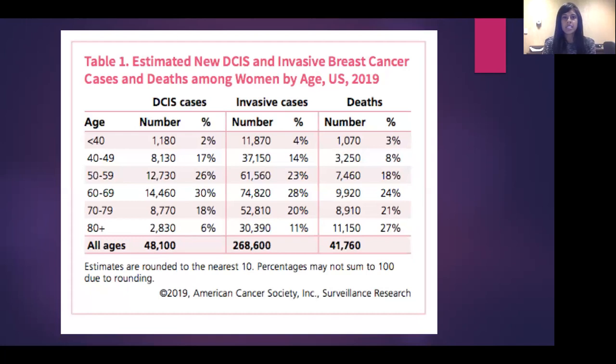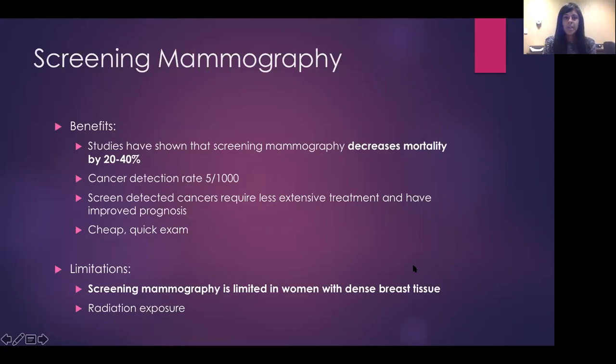These are just some statistics from the American Cancer Society from 2019. So you can see that the number of invasive breast cancer diagnoses in 2019 was close to 270,000, and the number of deaths was 42,000. Screening mammography has been shown across numerous studies to show a decrease in mortality anywhere from 20 to 40%. The cancer detection rate with screening mammography is 5 cancers detected out of 1,000 patients screened.